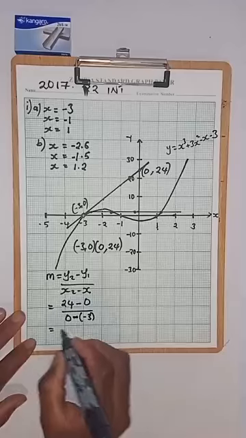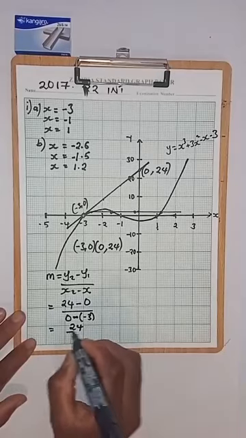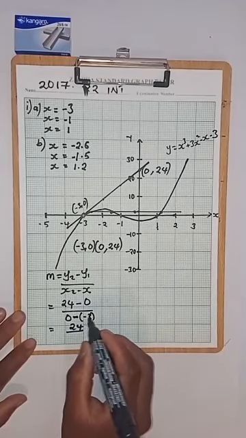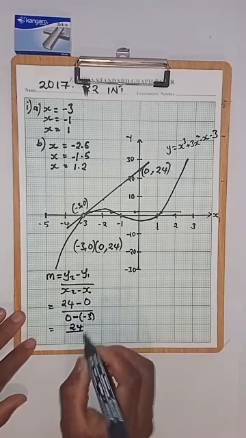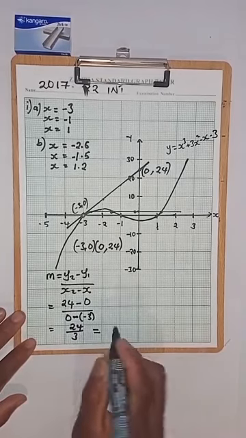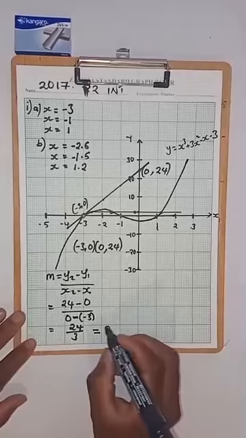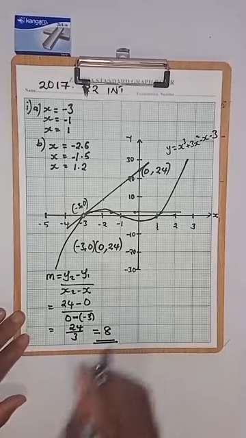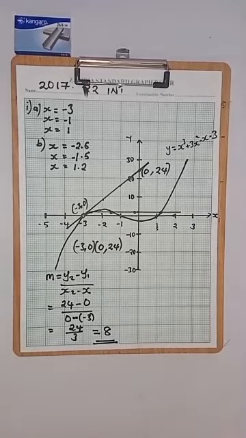Okay, this will be 24 on top there. Negative times negative, this will be positive here. 0 plus 3, it will be 3. Then our final answer for the gradient will be 8. So this is how you can find the gradient.